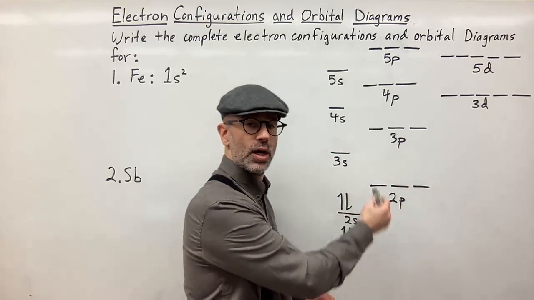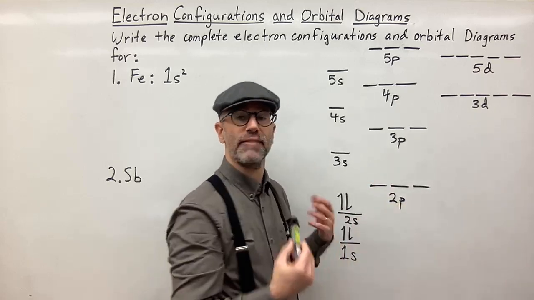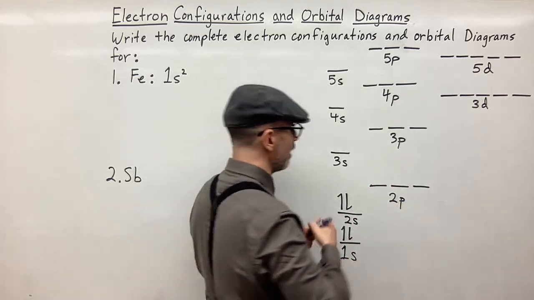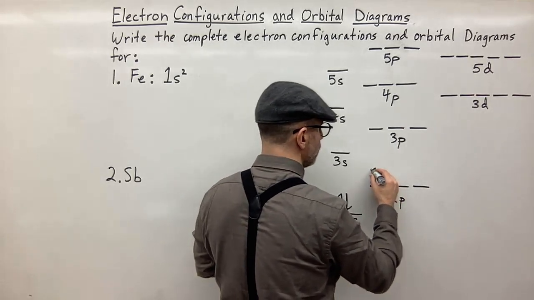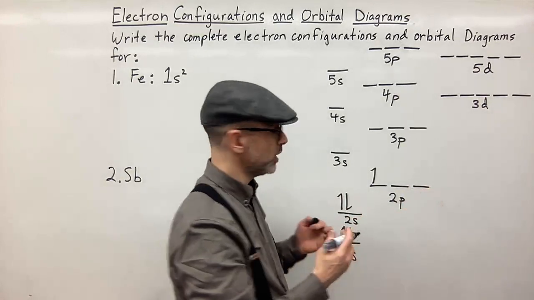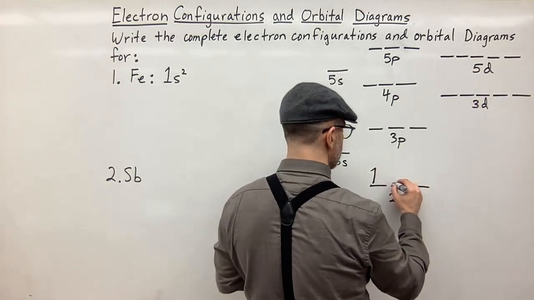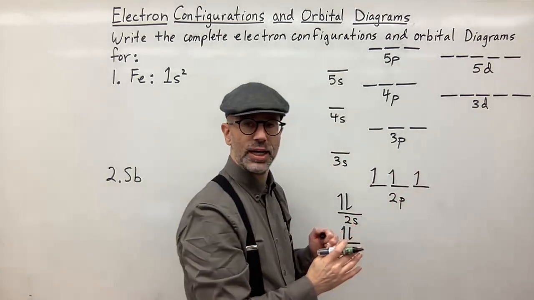You have to add 1 electron to each orbital first and then pair them up if you have extra. So in this case, I have plenty. So I'm going to put spin up. And you always put spin up first. That's just tradition. So spin up, spin up, spin up. So now they all have 1 electron each.